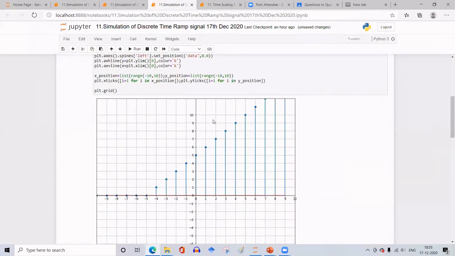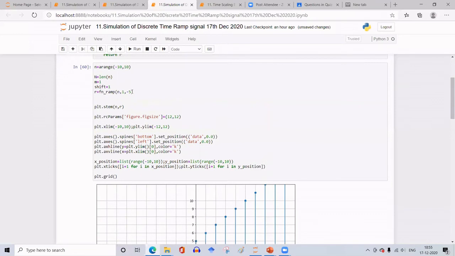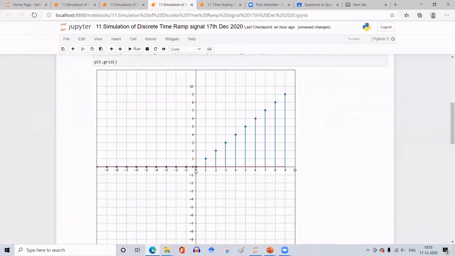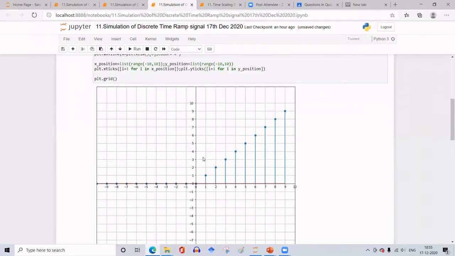So that will give you a ramp signal. Now, since I have given initially this shift as -5, let me make it 0 initially. So this is a ramp which starts from 0. At 0, it is 0. At 1, it is 1. At 2, it is 2. And it continues like this. It is a unit ramp.